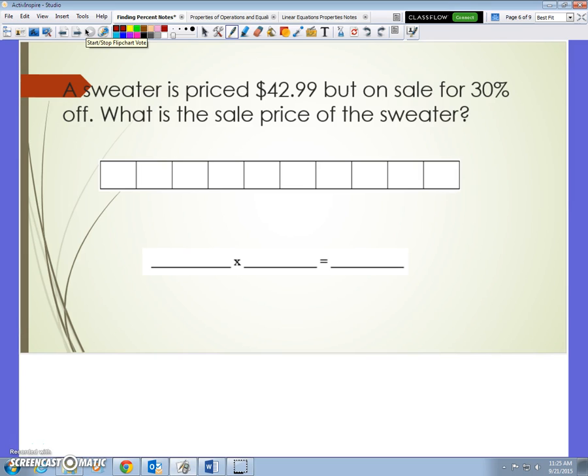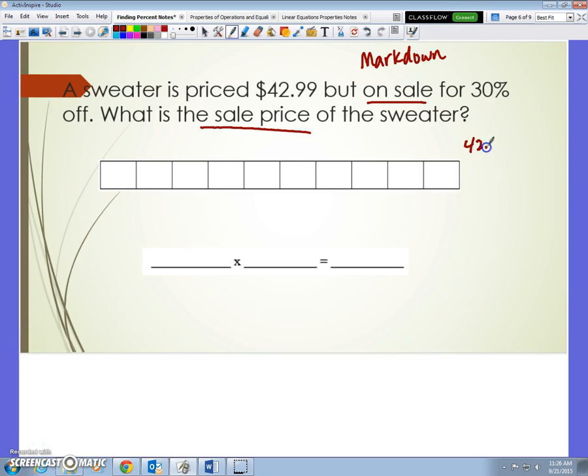Okay, so let's just take a look here. It says a sweater is priced at $42.99, but on sale for 30% off. What is the price of the sweater? Okay, so it's on sale, sale price, it's on sale. So we're going to say this is a markdown. It's not going to cost full price. It's going to be less than full price.